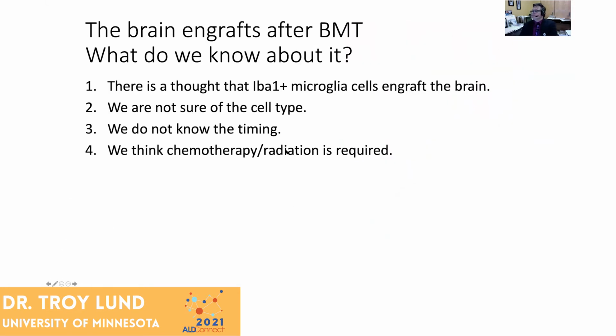All right. So what do we know about the brain and engraftment? Well, like I just said, it's thought that IBA1 positive microglia cells engraft the brain, and that's why everything works so well for neurodegenerative diseases. Though, in fact, we're actually not sure of the cell type doing the engrafting or what it becomes. We also don't really know the timing of brain engraftment. Does it happen on the day of transplant, or months to years later? We also think that chemotherapy or radiation is required to accomplish this process. It certainly is for marrow engraftment, but what about the brain?